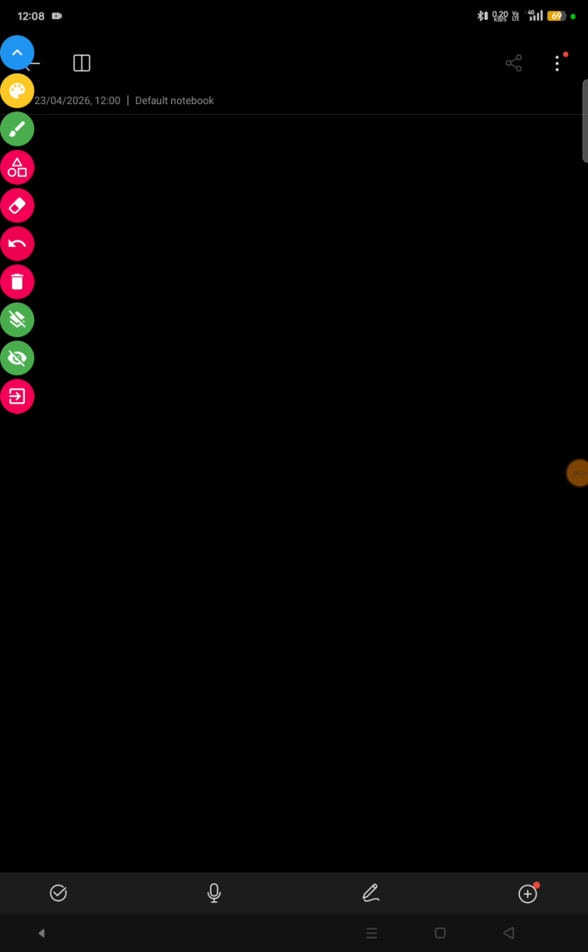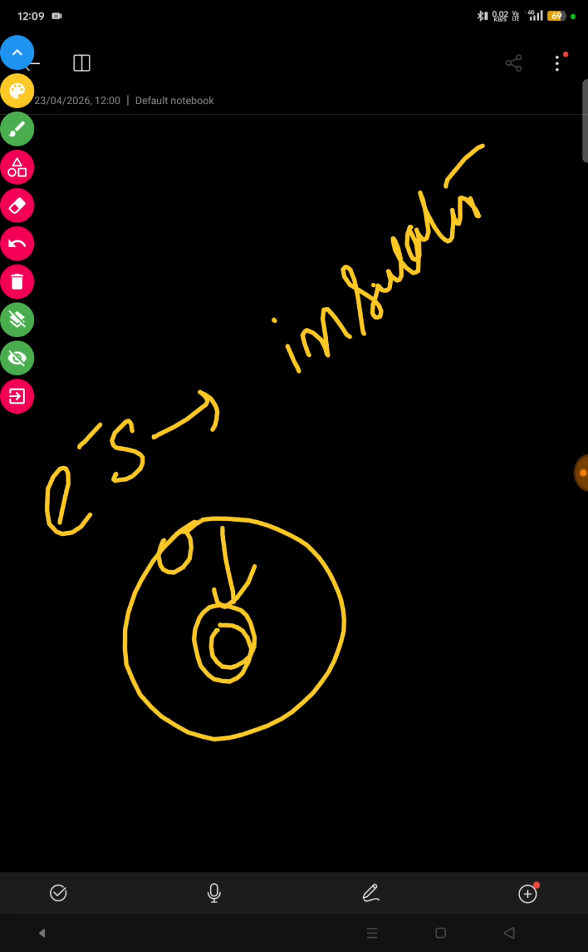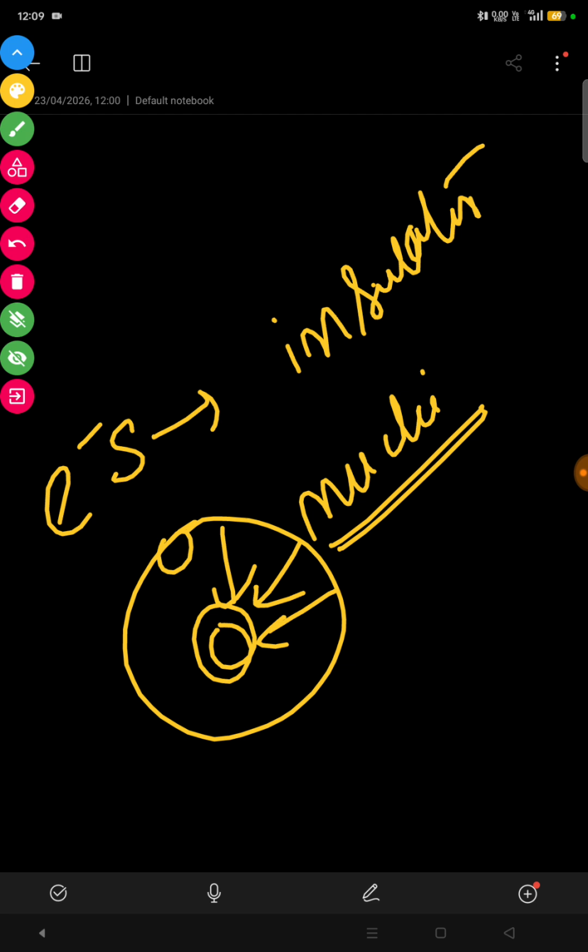Now what happens in the case of an insulator? I have already talked about conductors. What makes an insulator a bad conductor of electricity? In an insulator, the electrons present are strongly held by the nuclei of their atoms. The nucleus holds them strongly towards it.